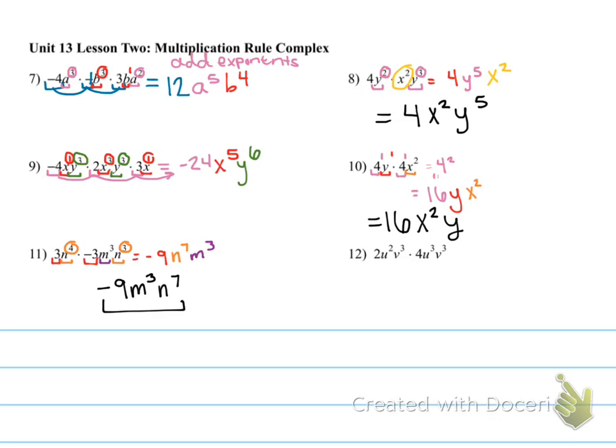All right, and then the last problem, number 12. Again, take those big numbers and multiply them together. So 4 times 2 gets me 8. Then let's look at our exponents. I've got a u to the 2nd power and a u to the 3rd power. We're multiplying here because of that little dot. So 2 plus 3 gives me 5, so u to the 5th power. And then lastly, we can take care of v. I've got v to the 3rd power and v to the 3rd power again. So 3 plus 3 gives me 6. And that's our final answer.